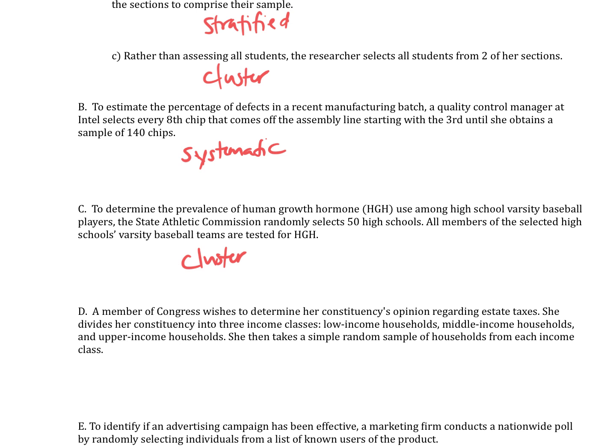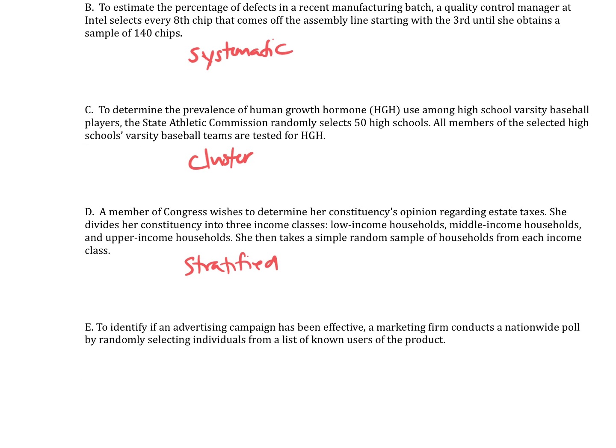A member of Congress wishes to determine her constituency's opinion regarding estate taxes. She divides her constituency into 3 income classes, low, middle, and upper, and takes a simple random sample from each class. Stratified. To identify if an advertising campaign has been effective, a marketing firm conducts a nationwide poll by randomly selecting individuals from a list of known users of the product. It's a simple random. Usually it is going to have that word in there.